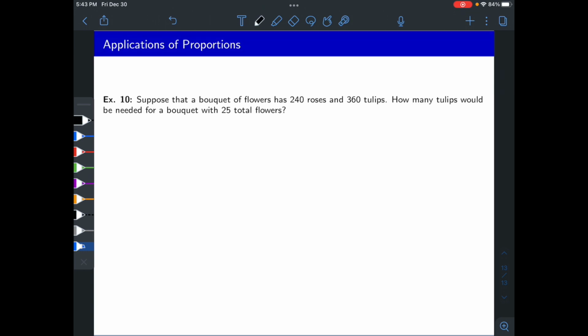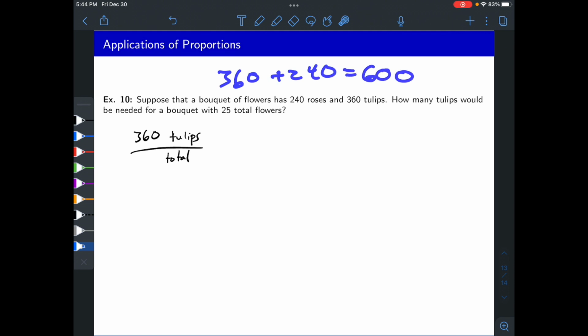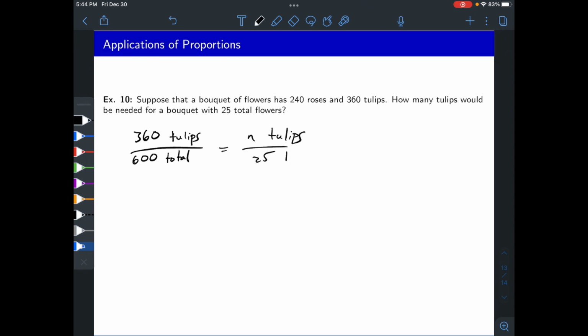So now the rate that we need to consider is not tulips to roses or roses to tulips. We need to do tulips to total flowers. So if I'm doing roses to tulips, that's going to be 2 to 3. But if I'm doing tulips to total flowers, I'm just going to write total. I would have 360 tulips, and then 360 plus 240, which is equal to 600 total flowers. And we have some number of tulips that we don't know yet, and then 25 total flowers.